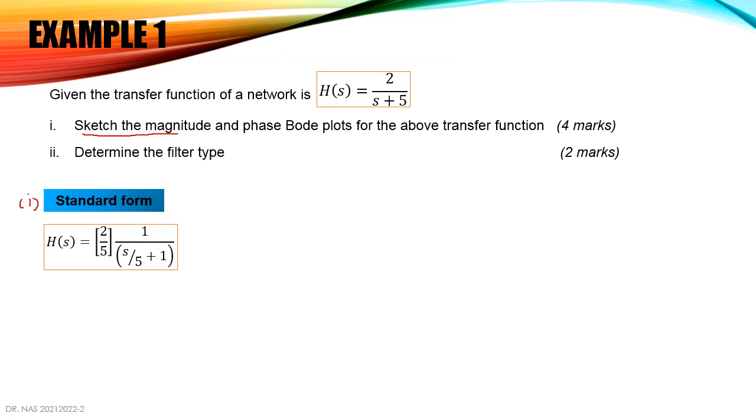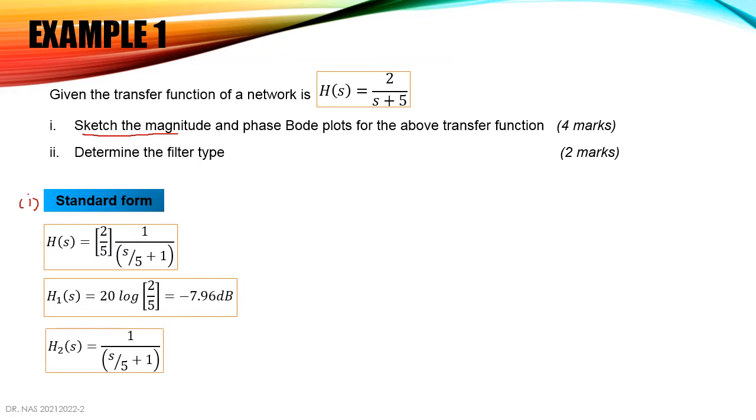So in this case, the constant is 20 log 2 over 5 equal to negative 7.96 dB, while we don't have any zeros on top. We just have one pole at the bottom, a real pole at 5. So from the given transfer function, then you can plot the magnitude and phase plots.